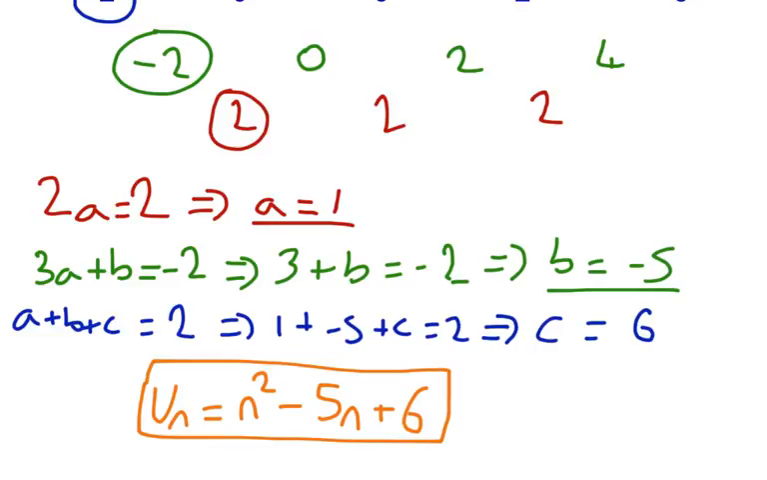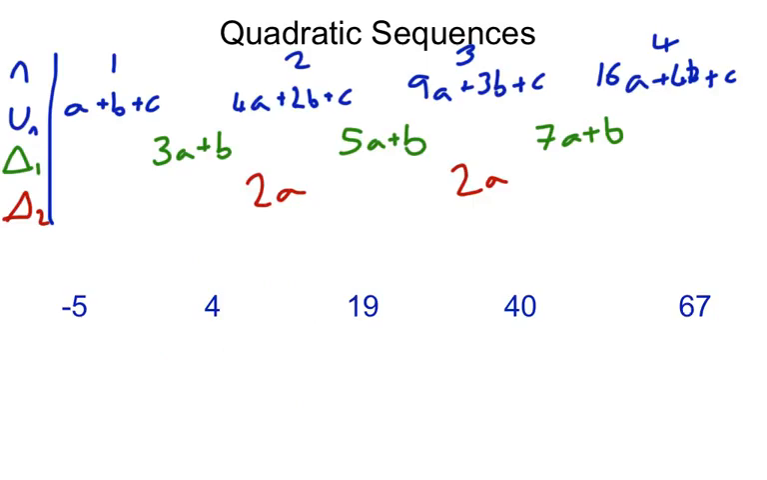Okay, let's look at one final example. Again, we have the table at the top, and this time we are dealing with the sequence minus 5, 4, 19, 40, 67. Again, the first thing we do is look at the differences. So the first differences are 9, 15, 21 and 27. And the second differences are 6 and 6 and 6. Okay, so we are dealing with a quadratic sequence here because the second differences are all the same.